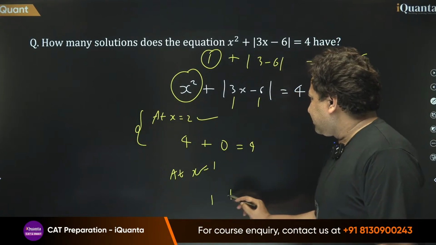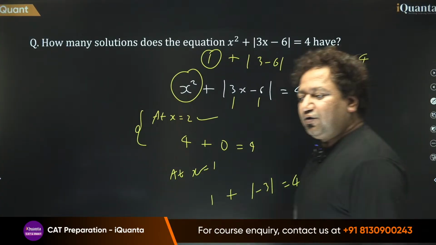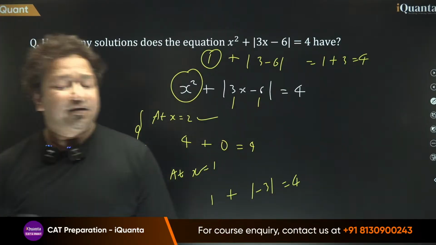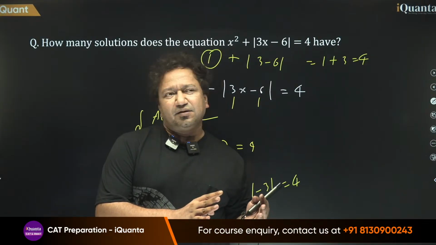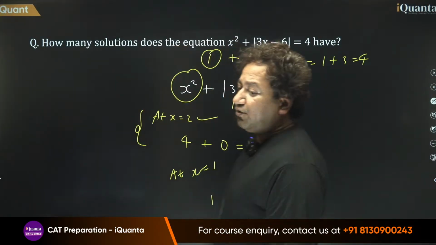1 square plus mod of minus 3, that will be equal to 4. So these are the observation-based techniques which will be happening with you if you have become an expert or solved loads of questions of algebra. Is that clear, everyone? And how do you like the shortcut technique?